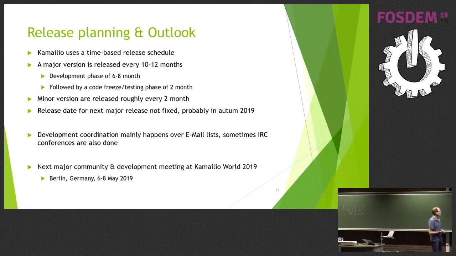And then if the stable release is out, we do a minor release roughly every 1.5 to 2 months, depending, of course, on the bug situation. If there are some critical security issues, maybe we will do it a bit earlier. If the release is a bit older, maybe a bit longer term. The release date for the next major release, 5.3 probably, is not fixed yet. We will do it probably in autumn, I would say, but it's not fixed. I think we will do an IRC conference and probably also discuss it at Kamailio World and plan.